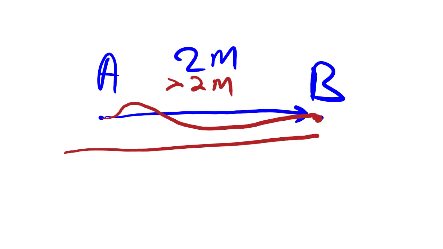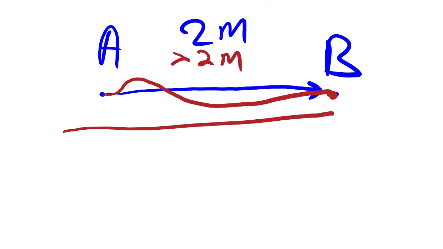But in the case of distance, we follow the course. What I mean by course is the path of the object, where the object follows. So that is the main difference between distance and displacement. Displacement is always in the direction of the final destination.